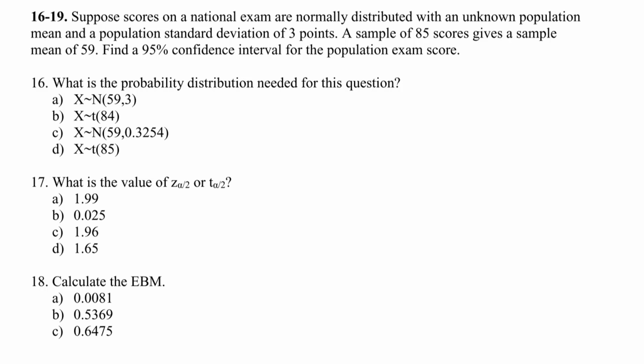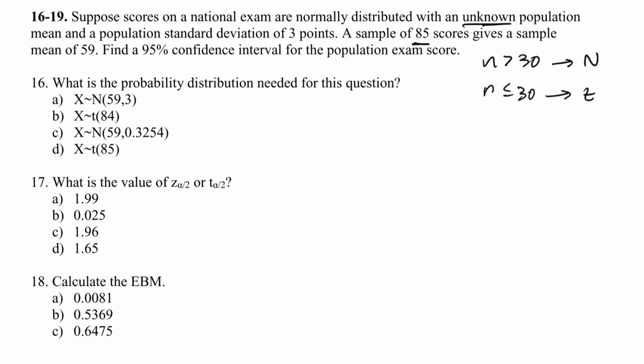Okay, so first of all, what probability distribution do we need for this question? Well, I don't know the mean, but I'm testing 85 scores. If I have n greater than 30, then that tells me I'm going to use a normal distribution. If I had n less than or equal to 30 and I don't know the population standard deviation, that means I need to go with a t-distribution. So because of that, I know that I'm going to go with a normal curve. So I know B and D are out.